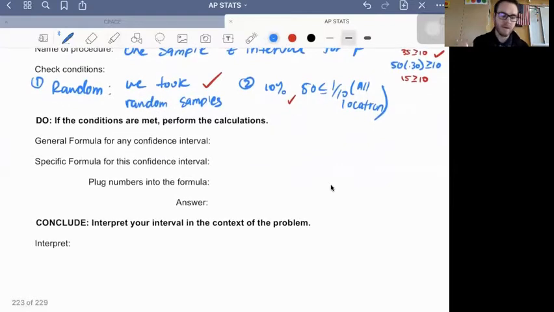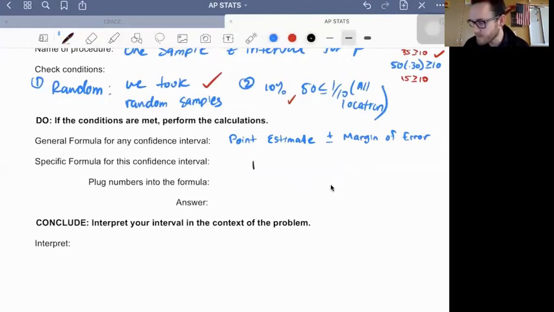The general formula for a confidence interval is point estimate, or PE, plus or minus the margin of error, or MOE, if you want to abbreviate. The specific formula, I'm going to write in black. So the point estimate is p hat, plus or minus the margin of error, which is our z star, our critical value, multiplied by our standard error, which is the square root of p hat times 1 minus p hat over n. And then we can plug in the numbers, which I'm going to write in red.